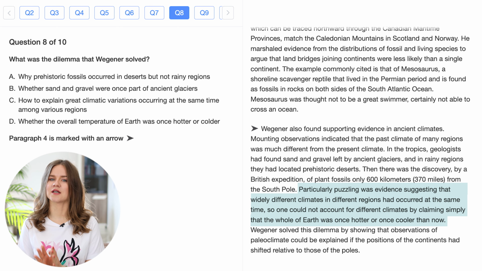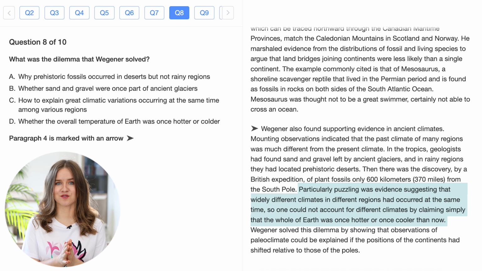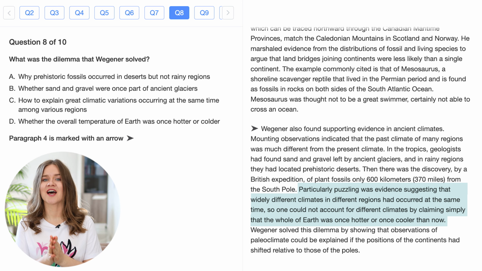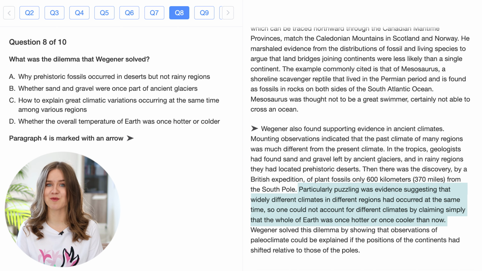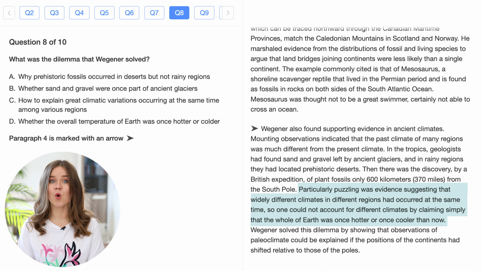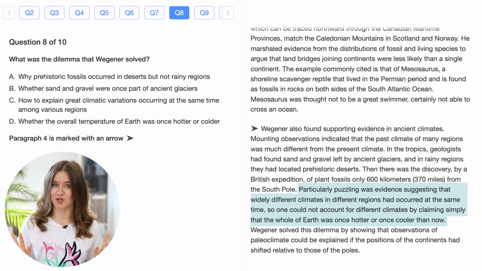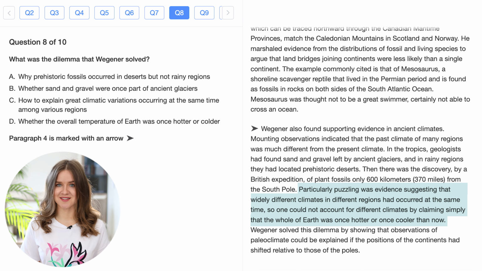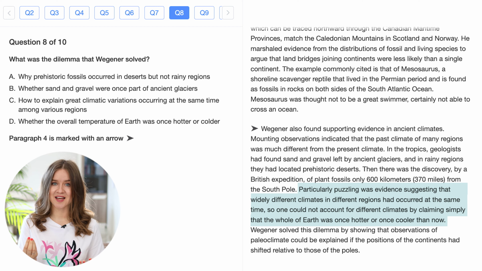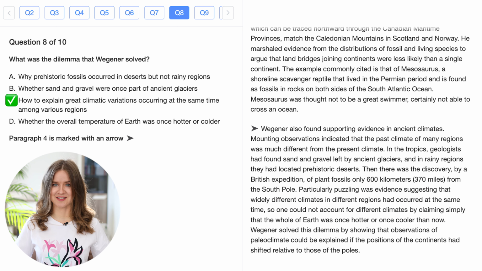Particularly puzzling was evidence suggesting that widely different climates in different regions had occurred at the same time. So one could not account for different climates by claiming simply that the whole of Earth was once hotter or once cooler than now. This sentence describes a strange situation: climate differences happening at the same time in different places. So the dilemma is this: how can totally different climates occur at the same time in different regions? That's exactly what answer C says.